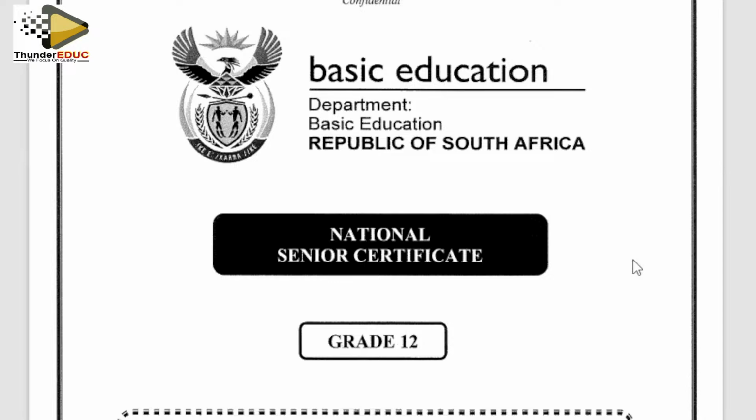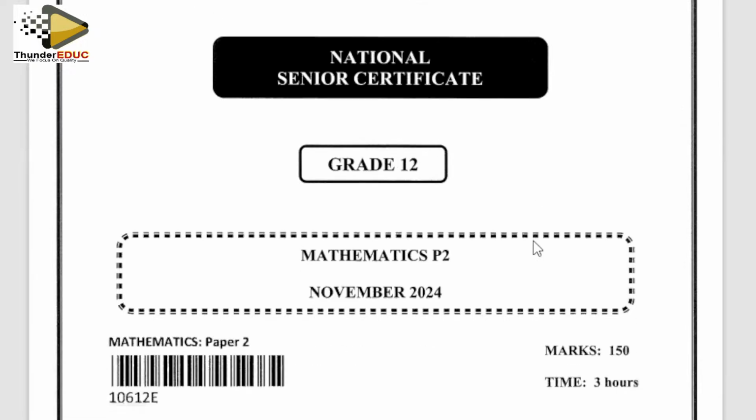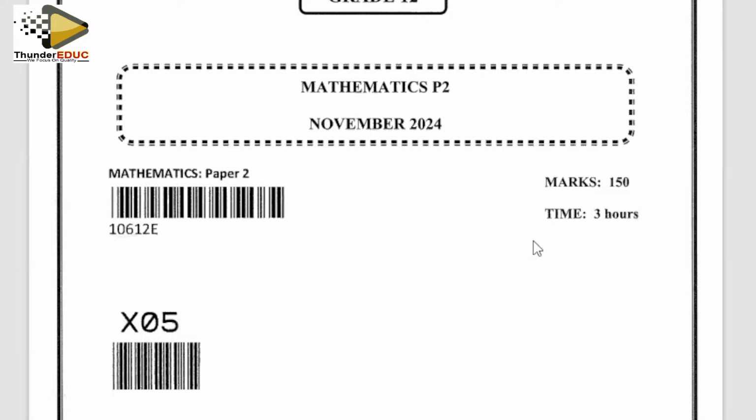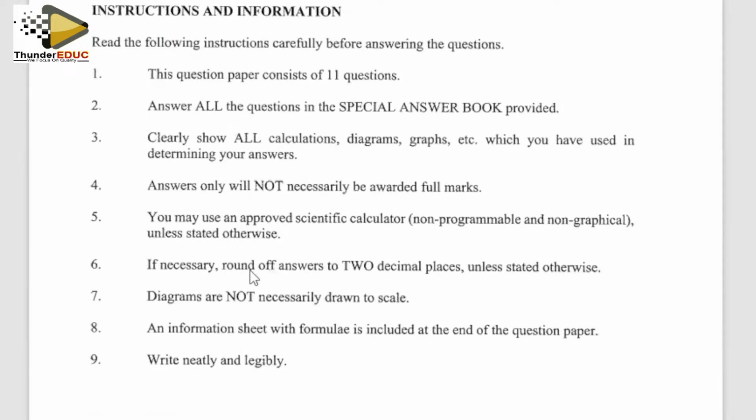Proposed memorandum for Mathematics Paper 2, Grade 12, November 2024. The paper is 3 hours, 150 marks. The instructions: we have 11 questions. We're going to use a special answer book. Answers only will not be awarded marks, so we shall show the breakdown of the calculator work. If necessary, we must round off our answers to 2 decimal places unless stated otherwise.